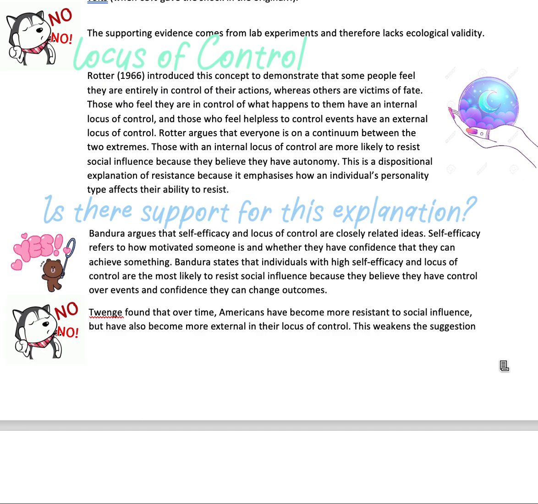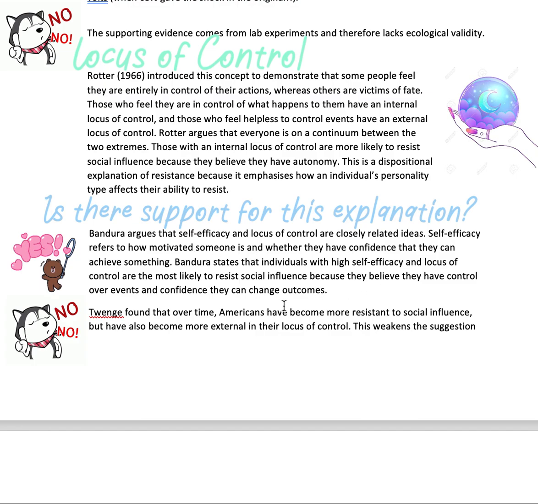Is there support for this explanation? So, this idea of self-efficacy. If somebody has high levels of self-efficacy, that means that they believe they can make a change. So, it's about having confidence in one's ability to make a change in society. So, if someone has high levels of self-efficacy, then they're likely to resist authority because they believe that there's a greater purpose that they're aiming to achieve.